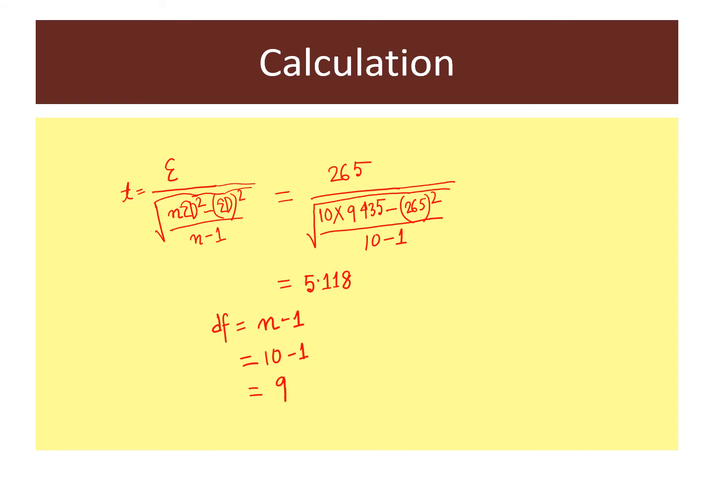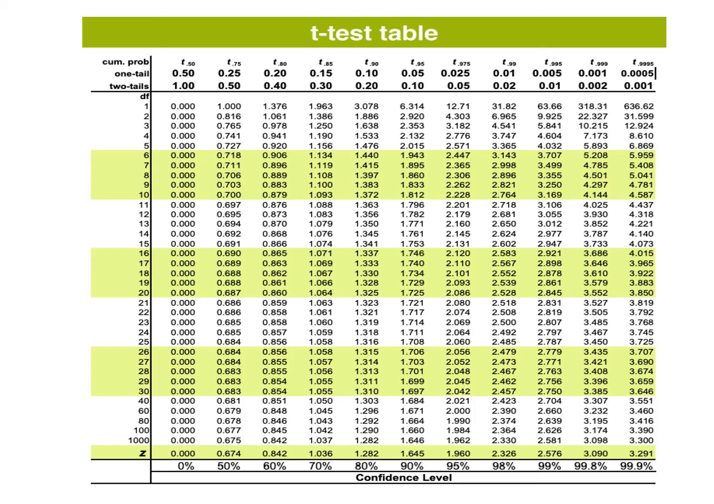So what are the important things? This is the t-score. And if we need to check whether it is significant or not, we have to consider the DF as well as the alpha level also. So in the next slide, see here, this is the t-test table.